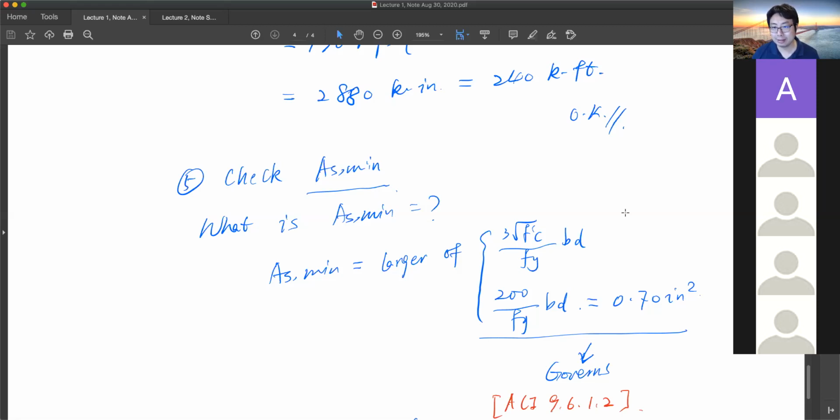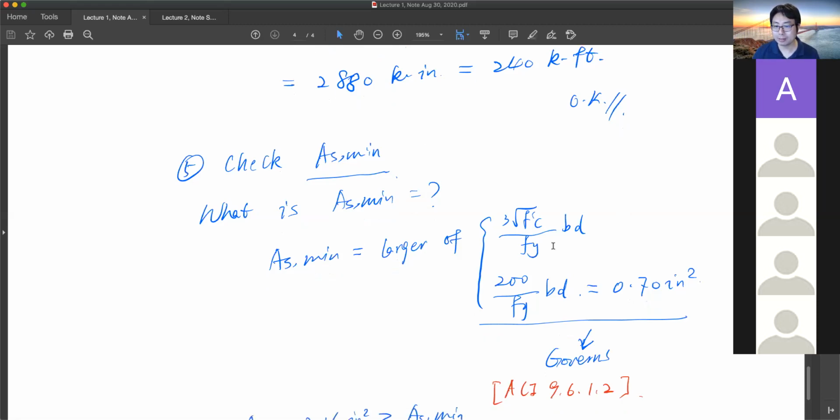Hence, the ACI published a minimum requirement. That means whatever loading you have, even if you don't have any load applied to the beam or just self-weight, you need to put this much reinforcement. And this is a criterion. So the minimum required reinforcement for flexure is the larger of these two.